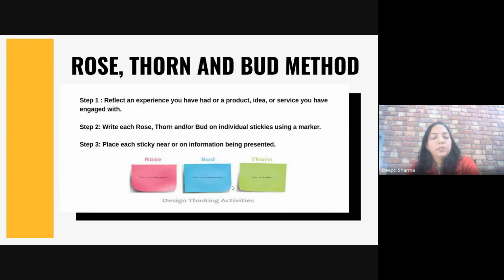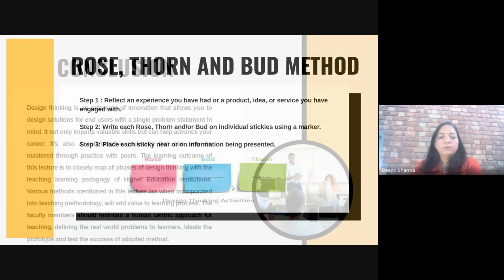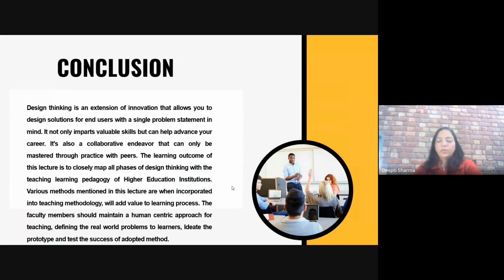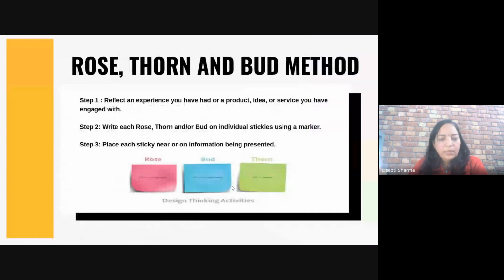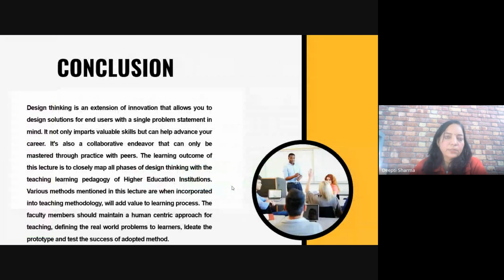So here we have three steps. First step is reflecting on an experience you have had, or a product, idea, or service. Second, write each rose, thorn, and bud on individual stickies using a marker. And third is place each sticky near or on the information being presented. So we have understood all the concepts of design thinking for our teaching learning process.